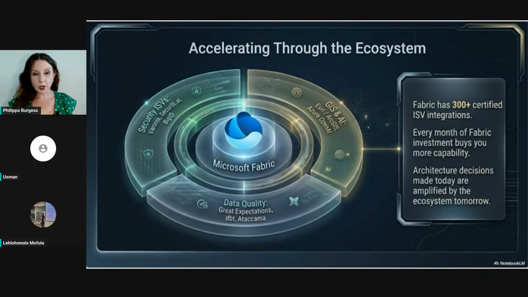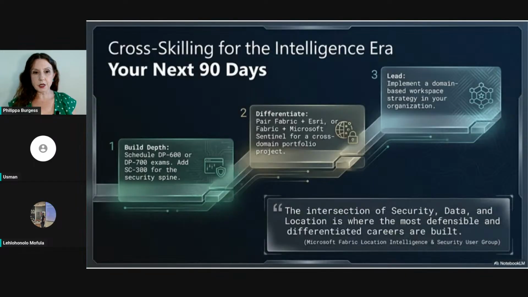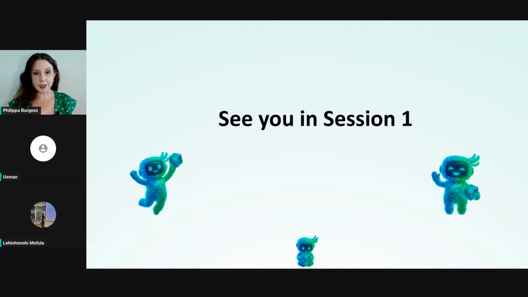So we're going to go through accelerating the ecosystem and cross skills. So we'll wrap this up with your next 90 days. And that is it. That brings us to the end of session 1.